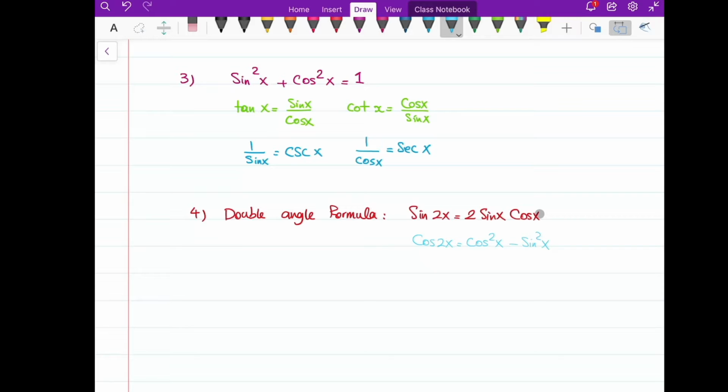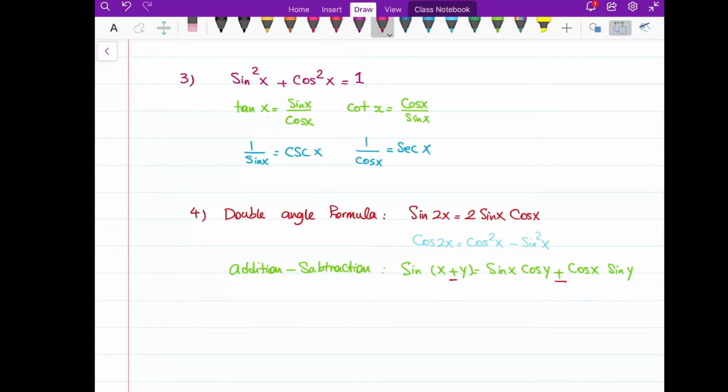Then I'm gonna tell you about addition and subtraction formulas, and what are they? Sine of x plus y is going to be sine of x cosine y plus cosine x sine y. If you have sine of x minus y, then it would be the same thing, but you have a minus sign in here.